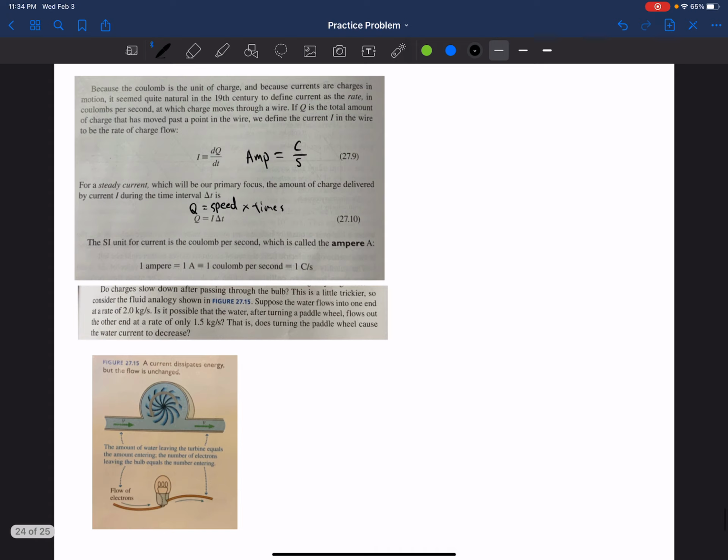So the next paragraph, after I read it, I thought it's really interesting, so I want to talk about it. Do charges slow down after passing through the bulb? This is a little trickier, so consider the fluid analogy shown in figure 27.15. Suppose the water flows into one end at a rate of 2 kilograms per second. Is it possible that the water, after turning a paddle wheel, flows out the other end at a rate of only 1.5 kilograms per second? That is, does turning the paddle wheel cause the current to decrease?